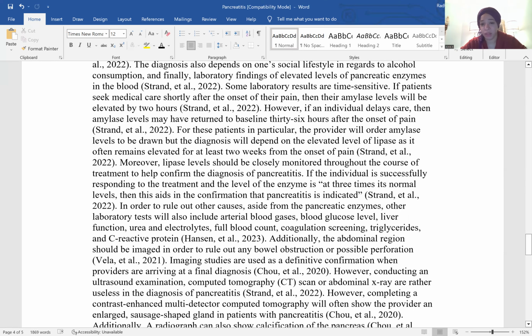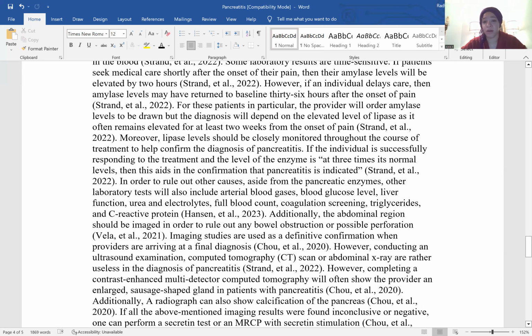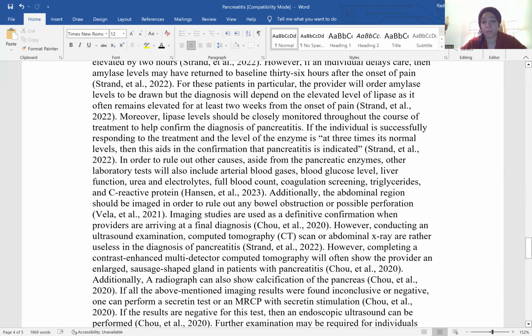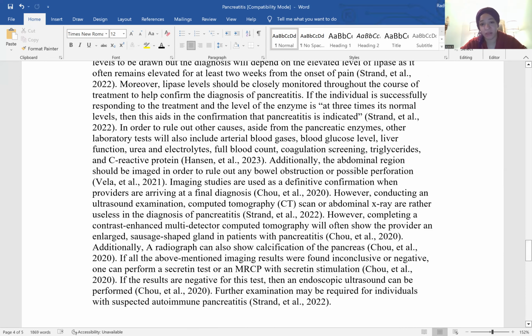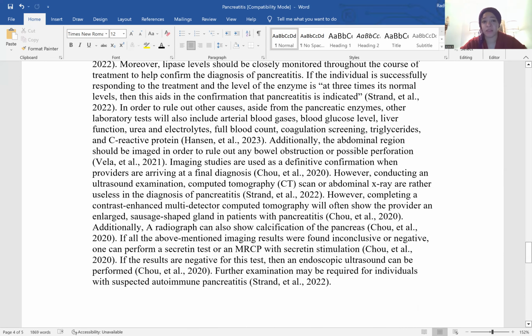For these patients in particular, the provider will order an amylase level to be drawn, but the diagnosis will depend on the elevated level of lipase, as it often remains elevated for at least 2 weeks from the onset of pain. Moreover, lipase level should be closely monitored throughout the course of treatment to help confirm the diagnosis of pancreatitis. If the individual is successfully responding to the treatment and the level of the enzyme is at 3 times its normal level, then this aids in the confirmation of pancreatitis as indicated.